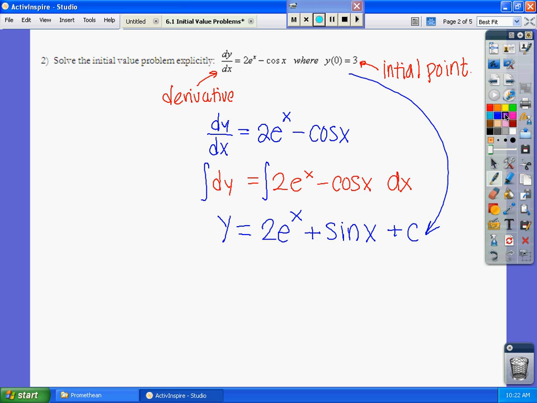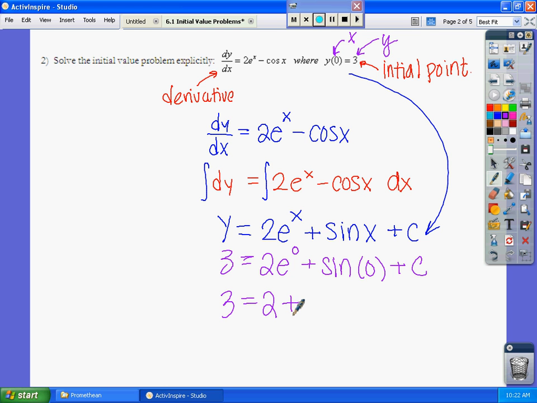So y, some of you are confused, that is your x value and that is your y value. Your x is on the inside of the parentheses. 3 is equal to 2e to the 0 plus sine of 0 plus c. And so we have that 3 is equal to 2 plus the sine of 0, which would be a y value of 0, plus c, therefore c equals 1. The actual answer to the question would then be the function y is equal to 2e to the x plus sine of x plus 1.